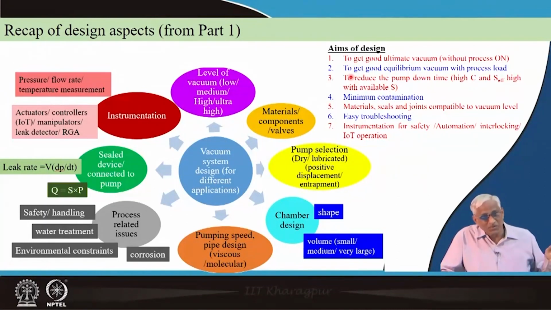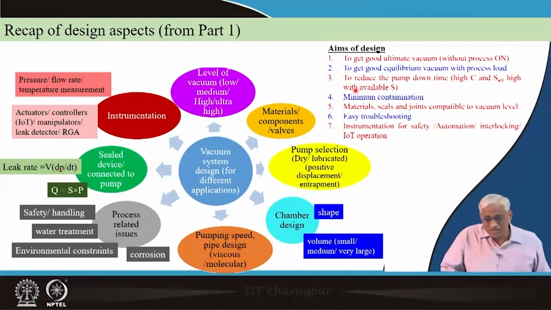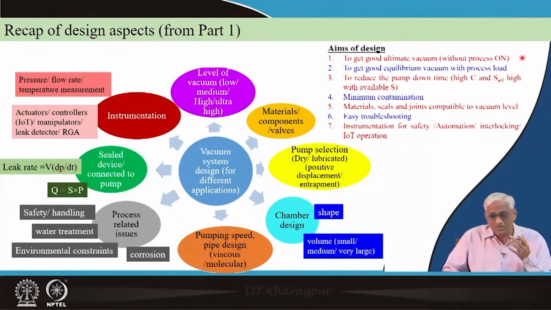Like when you want to be a very good engineer or anything, it all depends on what schooling you have done, college you have done, everything comes into that. Okay. Same thing here also. To get a very good vacuum, equilibrium vacuum with process, that is called with process load, you should also get a good vacuum without process on, that is called ultimate vacuum. These two things should be kept in mind.